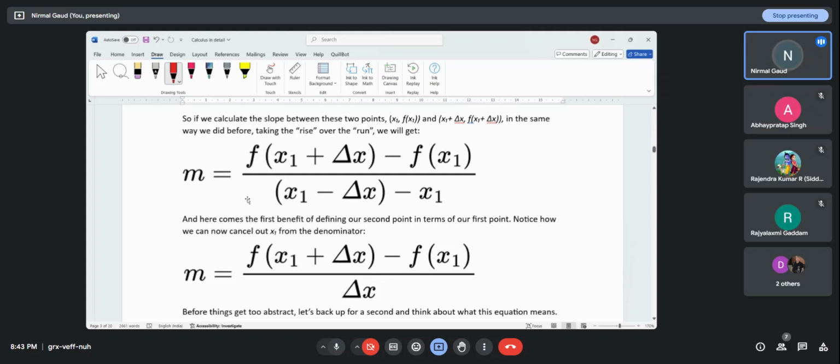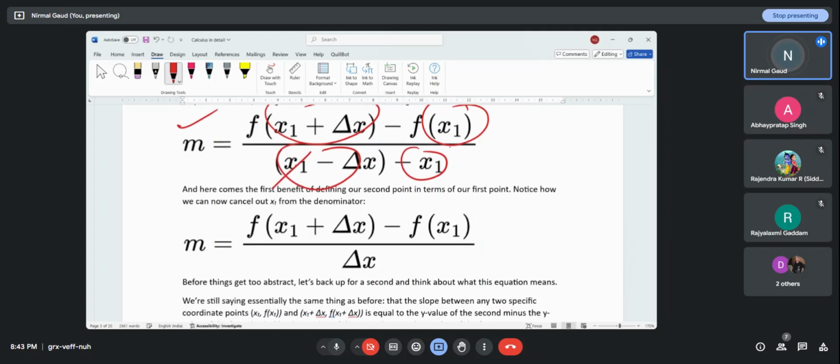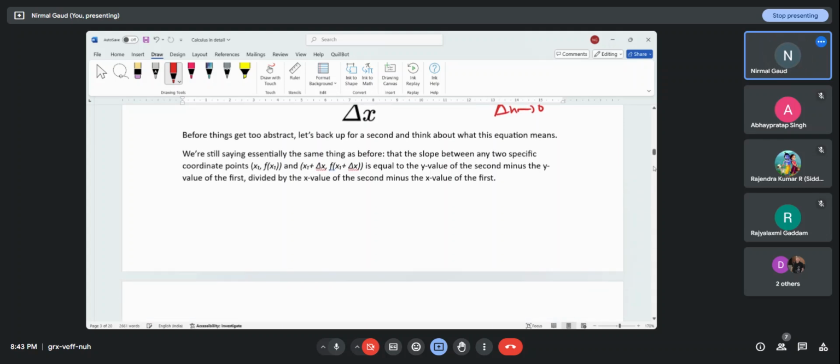If we write it like this, this is my point x1, and this is a small change in x1. So I can write the slope like this, where x1 and x1 are subtracted and I am left with only delta x. Later on you can apply the concept of limits here: limit delta x tends to 0, put in whatever functions you have, and once it is solved, put in the value of the limit. That's it.